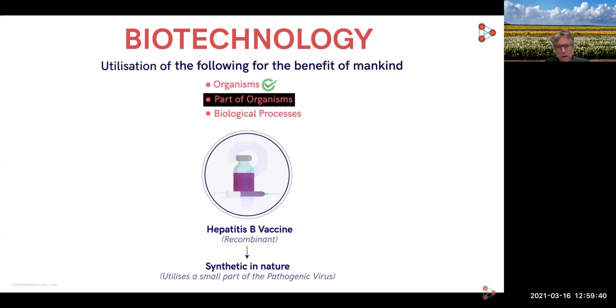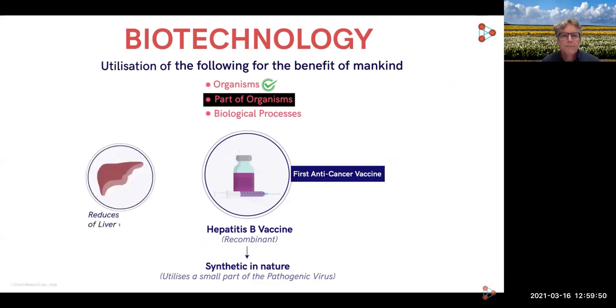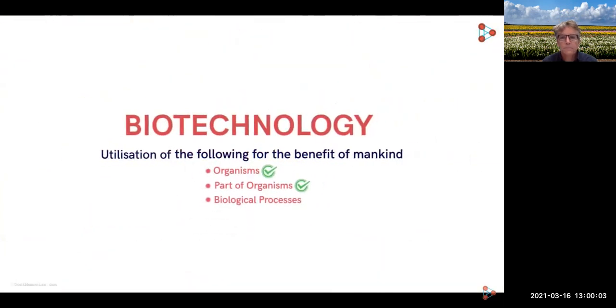It is equivalent. This is also known as the first anti-cancer vaccine. And why so? Because it's proven that the vaccine helps in reducing the chances of developing liver cancer. This is one example of how a part from any organism can be used for product development. Now that we've glanced at the two examples of application of biotechnology, let's move ahead to the third one.